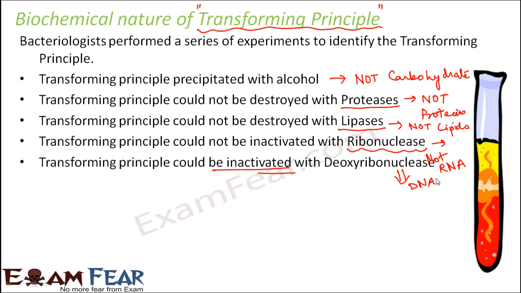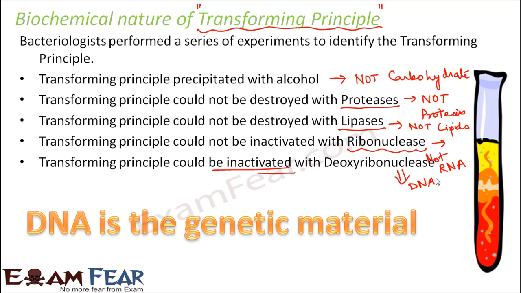So this is how it was observed that the genetic material, or the material that passes on from one organism to another organism, is nothing but DNA. So DNA is the genetic material. This was finally proved after Griffith's experiment, when Griffith defined the transforming principle, and finally the biochemical nature of the transforming principle was known to be DNA.